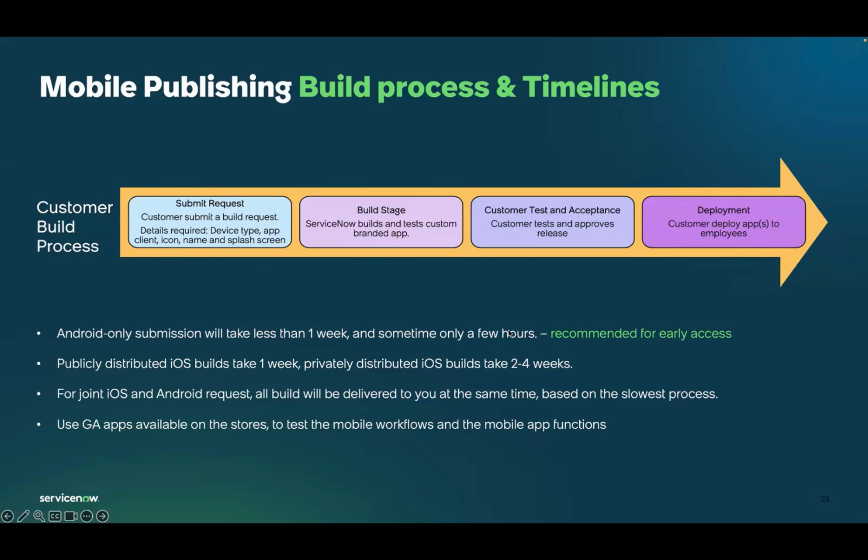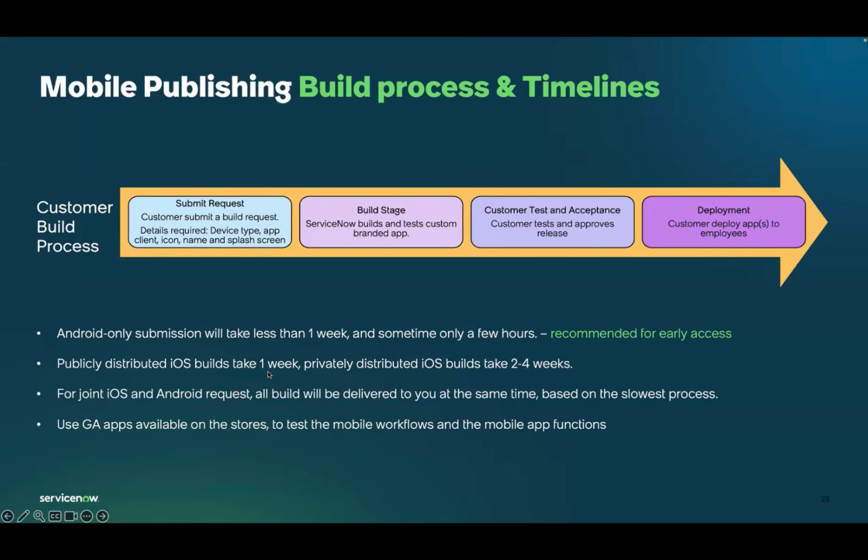But let us assume you have your go live coming in a few days and you want a branded application. Then we recommend that you start with only Android submission, because like I said, you can get it in less than a week or sometimes only in a few hours. With the Android app available, you could test if the brand icon, the splash screen, and the name of the app have come as expected, and then you can submit it for iOS.